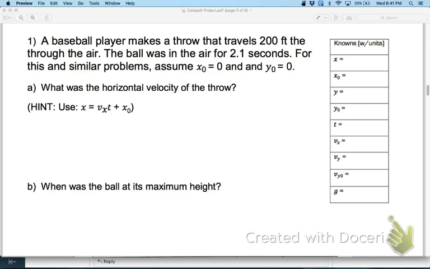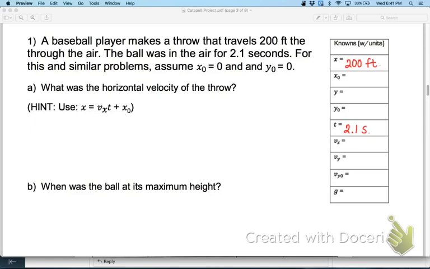So a baseball player makes a throw that travels 200 feet. So 200 feet, that's our total horizontal distance, and so that is x. So we know that x is equal to 200 feet. The ball was in the air for 2.1 seconds. So that told us time. So that would be t, 2.1 seconds.